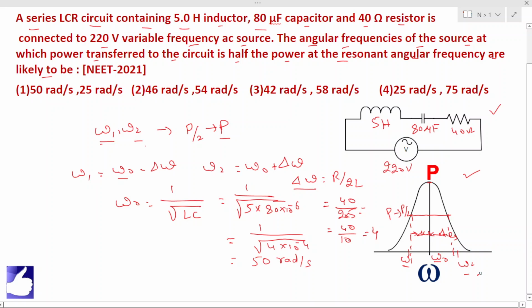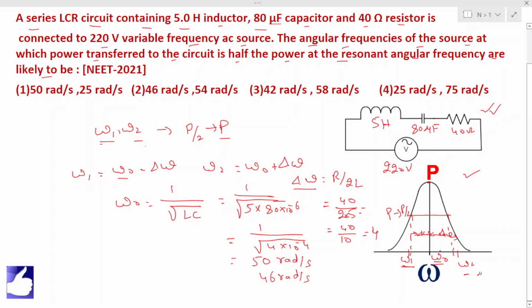So now the conclusion is that the resonant frequency of this LCR circuit is 50 radian per second, and our half power frequencies are at a distance of 4 units on either side. So 4 units towards left will be 46 radian per second, and 4 units towards right will be 54 radian per second. So the half power frequencies are 46 radian per second and 54 radian per second. This is one way of solving this sum.